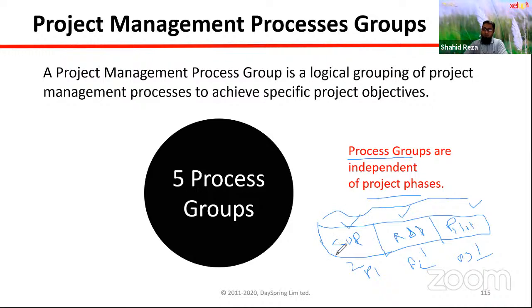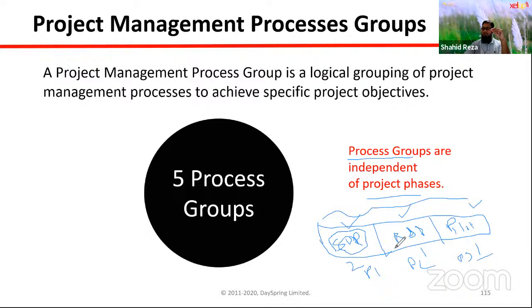For this phase, you have to do the initiation activity, right? Then you have to have the planning for this phase. Then you have to have the execution for this phase. Then monitoring and control. Then closing of that phase. So what we are seeing is that in a single phase, the 5 process groups are used.